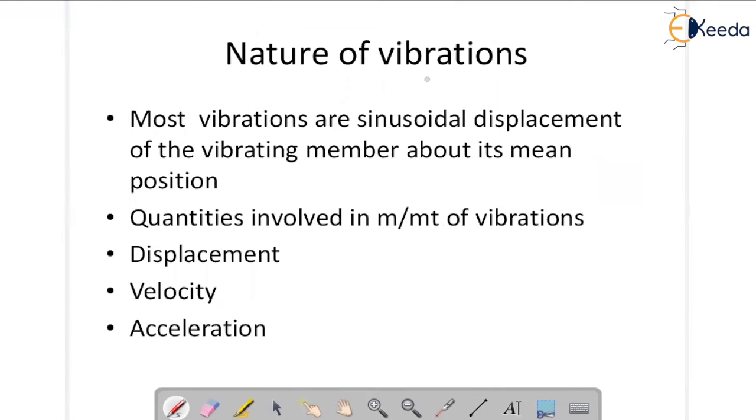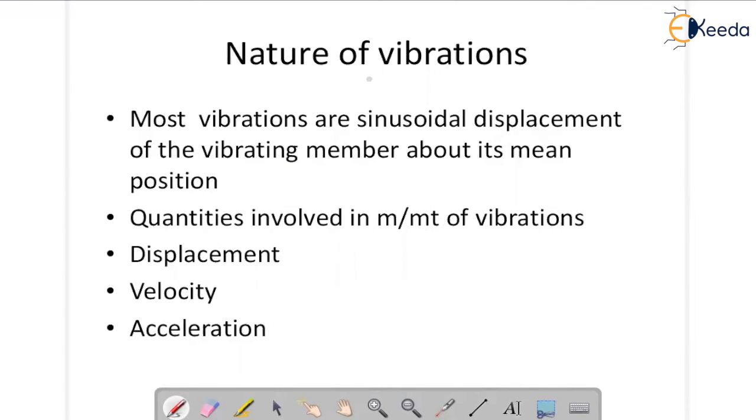Now, what are the different natures of vibration? Most vibrations are sinusoidal displacements of the vibrating member about its mean position. The quantities involved in measurement of vibrations are displacement, velocity, and acceleration.